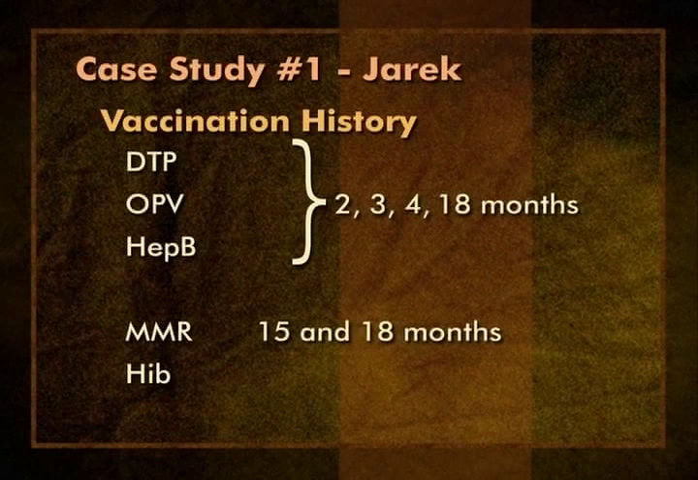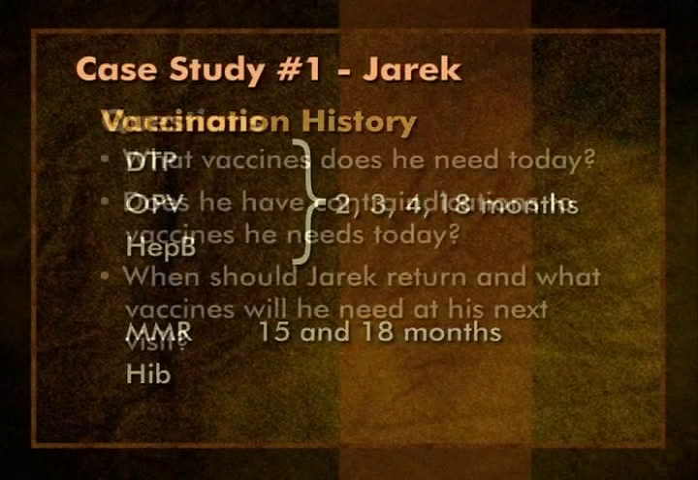Jarek's written vaccination record from Poland indicates that he received BCG vaccine at 7 days of age, DTP, oral polio vaccine, OPV, and hepatitis B vaccine at 2, 3, 4, and 18 months of age. He received MMR and HIV vaccines at 15 and 18 months of age.